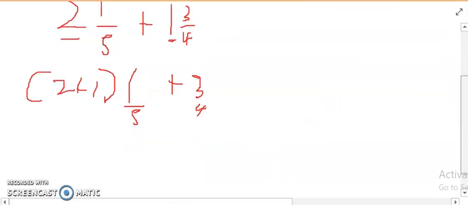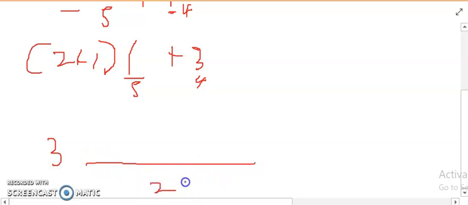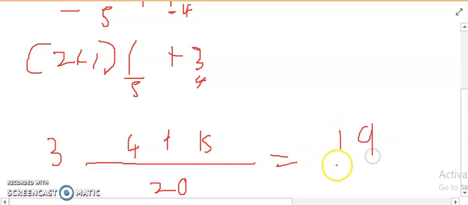Now, we know the LCM is 20, so once we add that together, that's 3. We just keep that there. We draw our LCM dash, put in 20. 20 in 5, that's 4. 4 times 1, that's 4. Then 20 in 4, that's 5. 5 times 3, that's 15. Now 4 plus 15, that gives us 19 over 20.